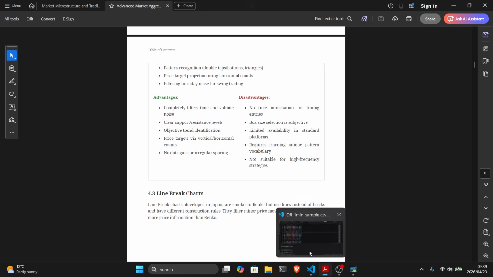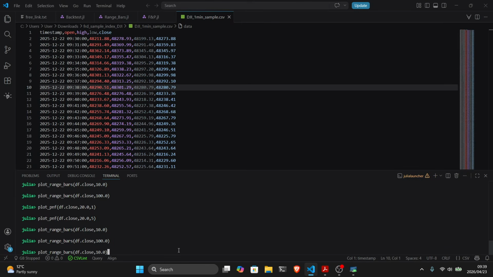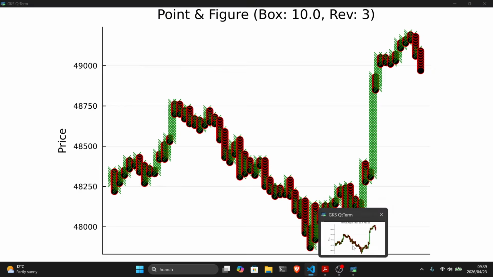Now, let's get into the code. Now we're going to be picking a box size of 10 and a reversal number of 3. As you can see, it's very noisy, but there is structure there. So every X represents prices going up and every O represents prices going down. So as you can see, price goes up here, goes down and goes up again and goes down, goes up, goes down, goes down, and goes up again.